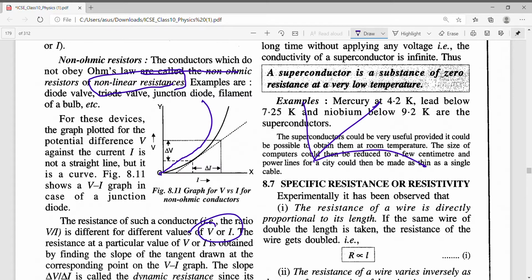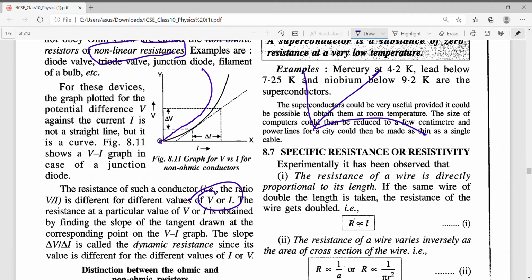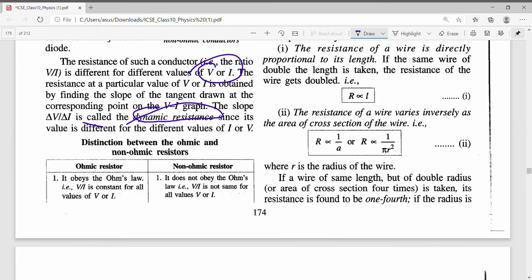So the resistance at a particular value of V or I is obtained by finding the slope of the tangent drawn at the corresponding point. You can see these are the tangents that have been drawn: tangent 1, tangent 2, right? Different tangents give different slopes of V upon I. This is called dynamic resistance since its value is changing. The value of V or I is changing, therefore the resistance is said to be dynamic resistance, right?